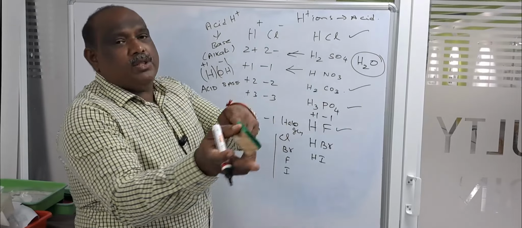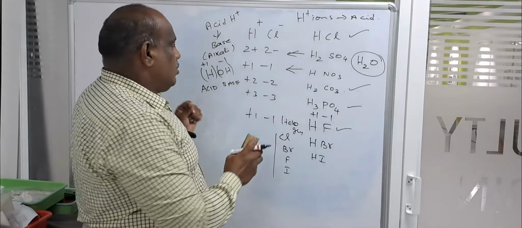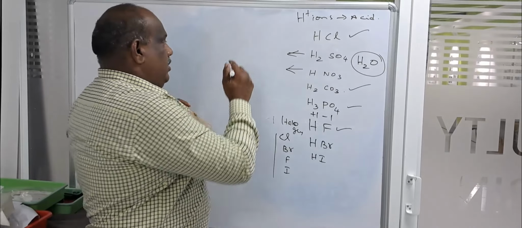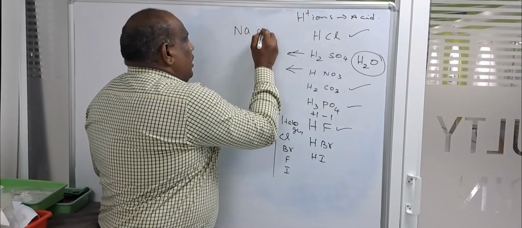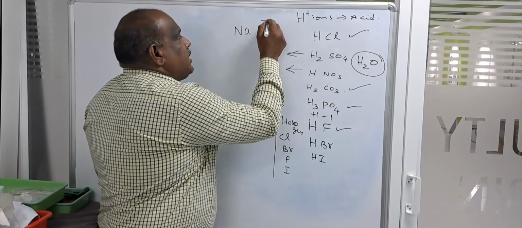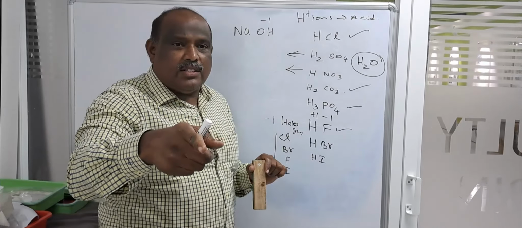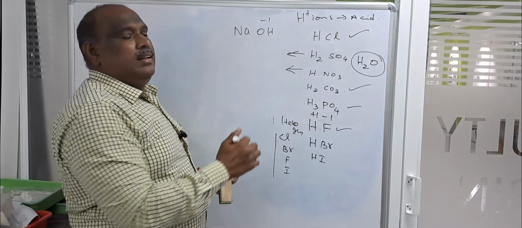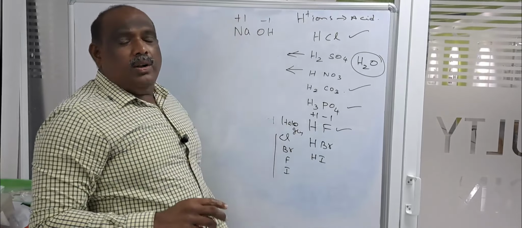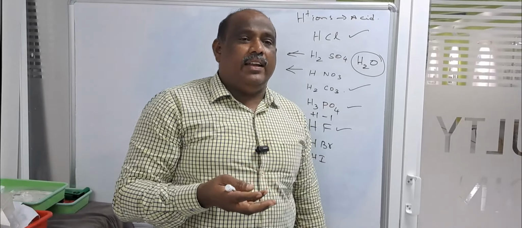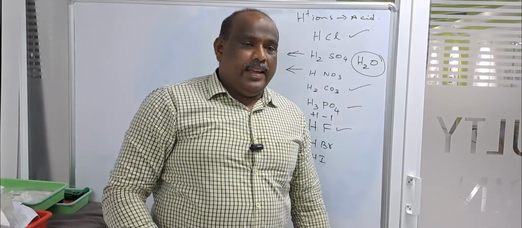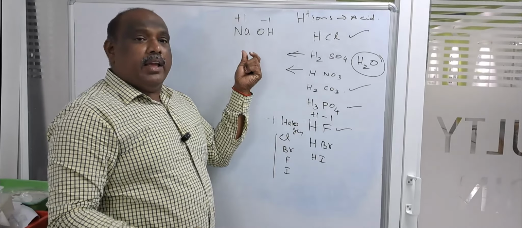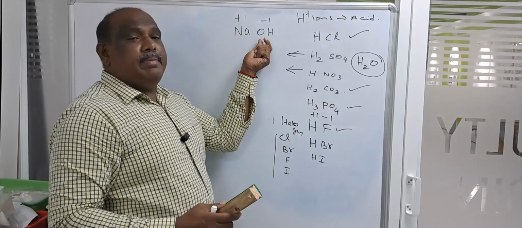Instead of plus 1, you have to put minus 1. So can you give me an example of a base now? NaOH. Very good. What is OH? OH is minus 1. So what is the valence of sodium? Plus 1. So now there is no need to find hereafter the valence of sodium. NaOH is nothing but a base, because it is sodium hydroxide. Hereafter, whenever you see sodium hydroxide, you have to see it as a base.